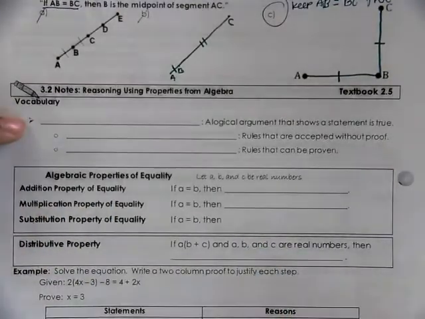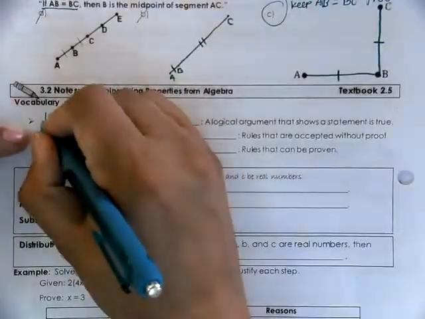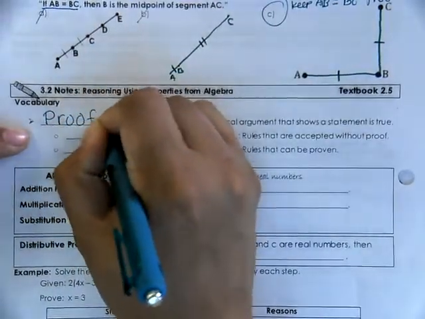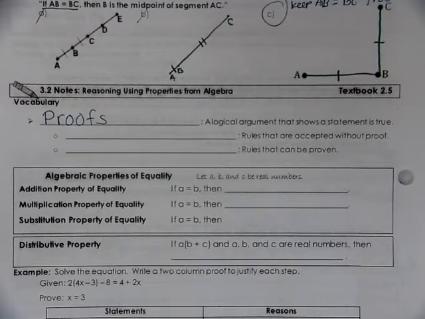Okay, so first a couple of quick vocabulary. The first one is what this new unit is about, proofs. So proofs are basically a logical argument that shows a statement is true. Now you might not realize it, but you do proofs in everyday life. Like if you're trying to convince your parents to buy you something, or let you go on a trip, or let you go somewhere with your friends, you're kind of doing just that.